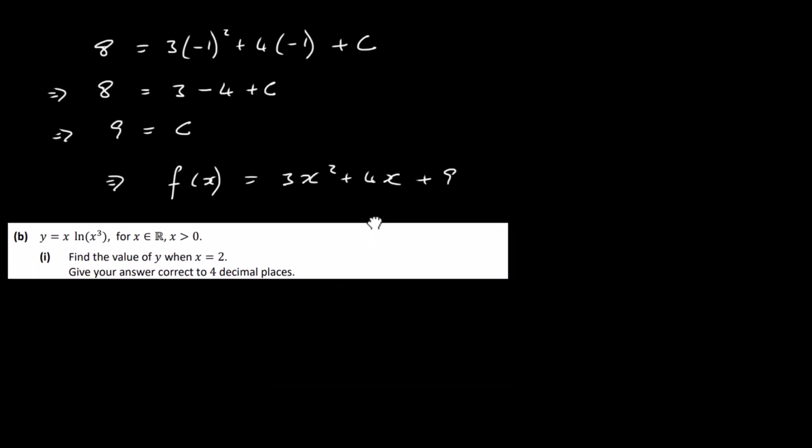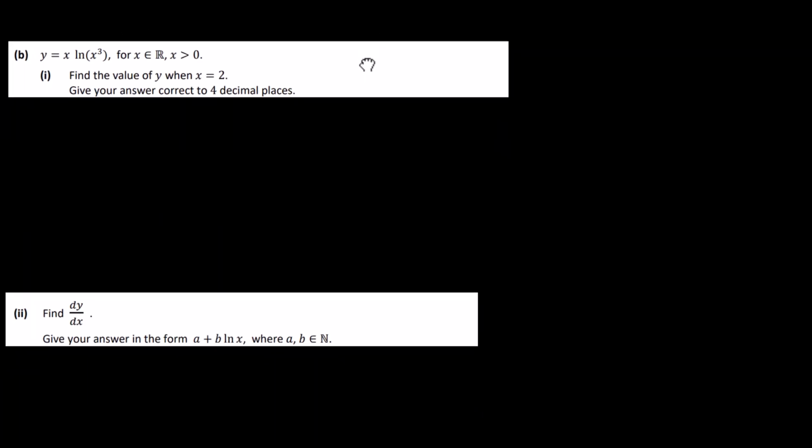Okay, let's look at part B. So y is equal to x log x cubed for x is real and x is positive. Find the value of y when x is equal to 2. Give your answer correct to 4 decimal places.